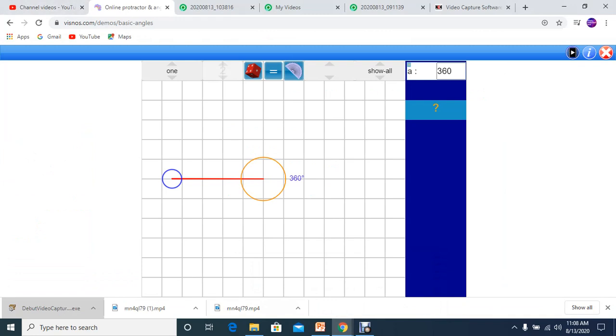Okay. Now, an acute angle is less than 90 degrees. Examples, 72 degrees, 65 degrees, 62 degrees, etc. And 90 degrees is called a right angle, okay? And 180 degrees is a straight angle.